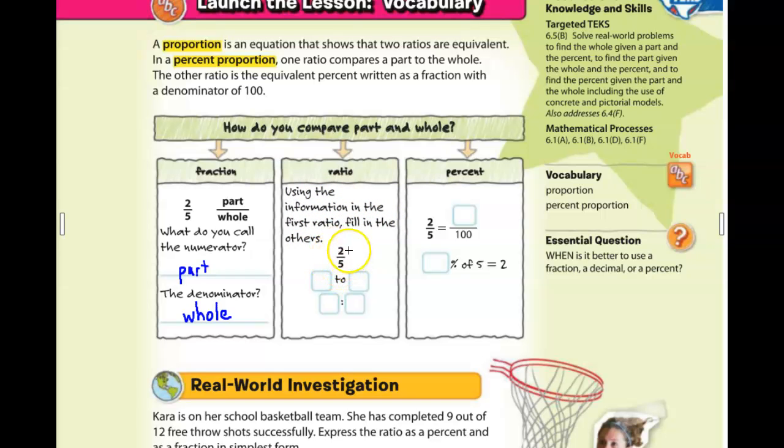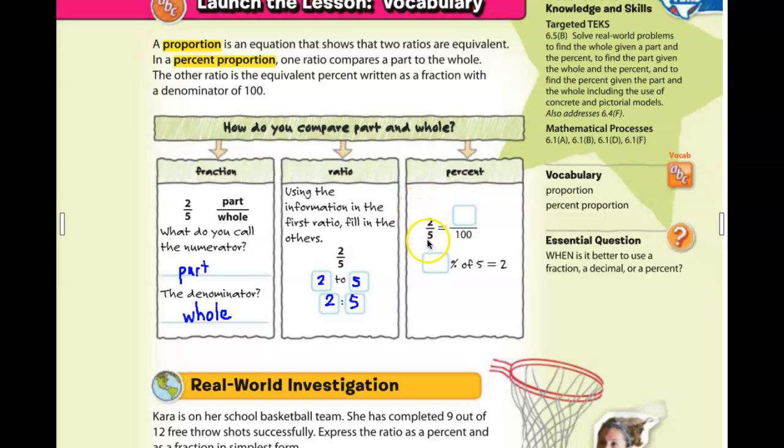So if we have this ratio 2 and 5, how are we going to fill this in? Well, very simply, you can write 2/5 as 2 to 5, or you can write it with a colon, 2:5. So a ratio can be written 3 different ways. Right now, this is an example of a percent proportion.